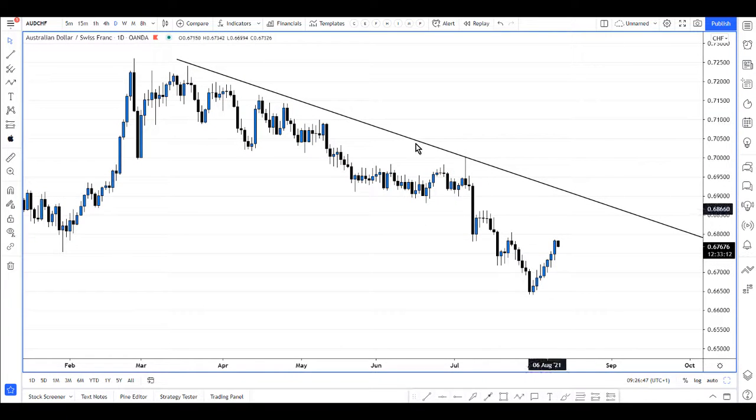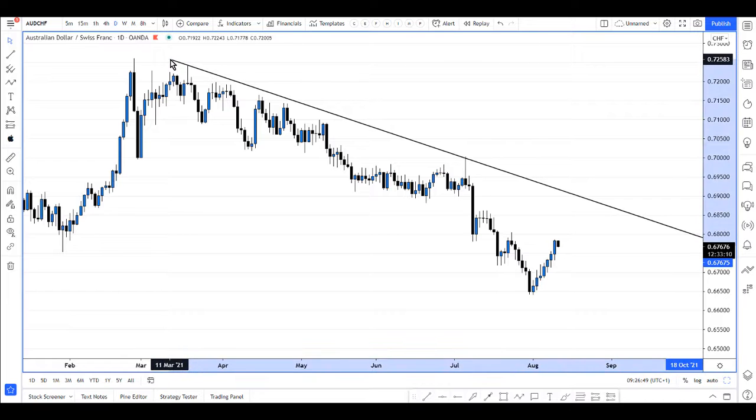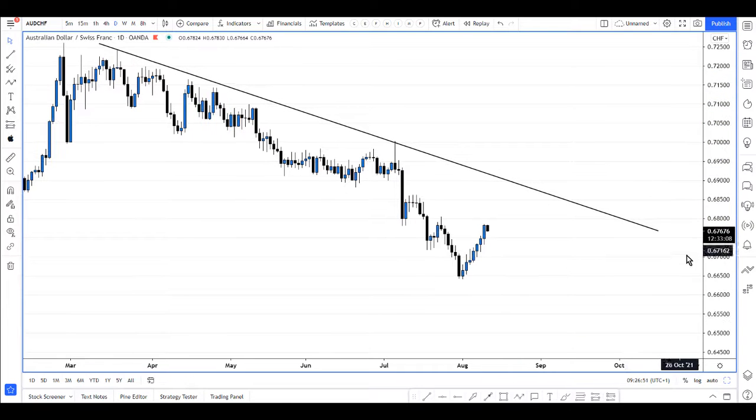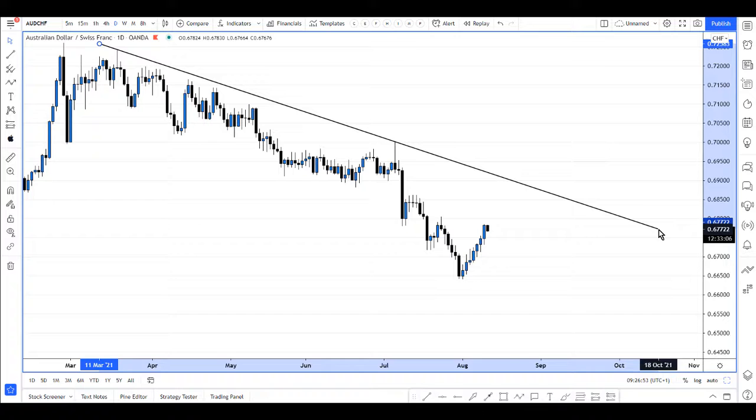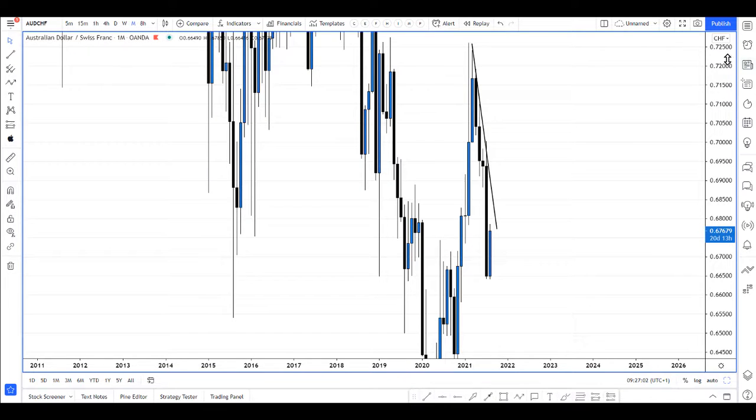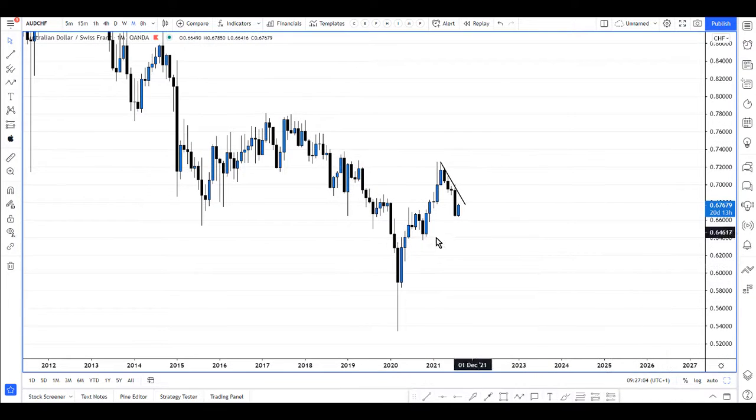Okay, so look where we are with this trend line. We are a fair distance away from it, so you don't know. This could be an impulse, correction, and an impulse towards the trend line. If you look at the monthly, the monthly is actually in an uptrend. Okay, impulse, correction, impulse, correction. It could actually be the start of a monthly impulse.